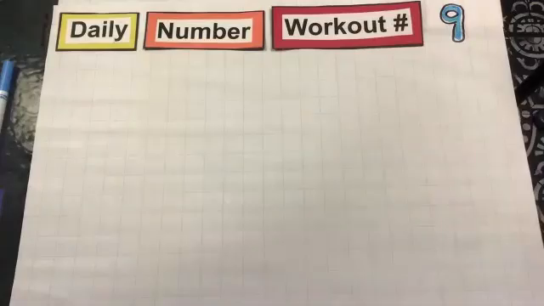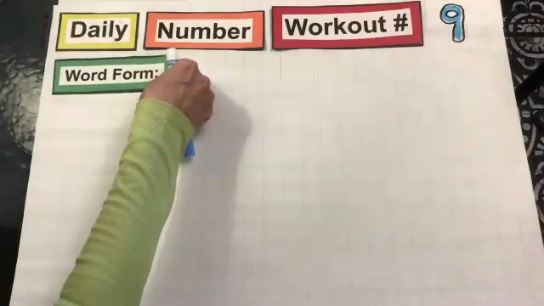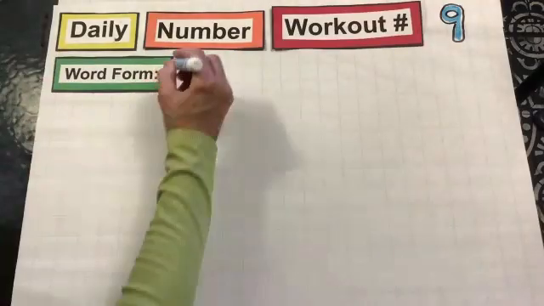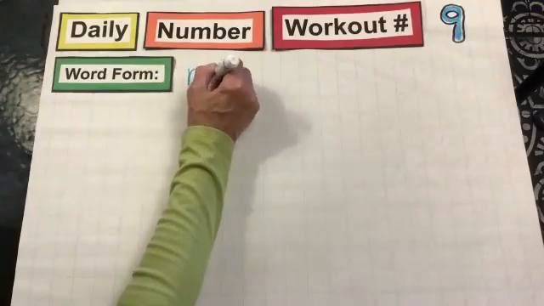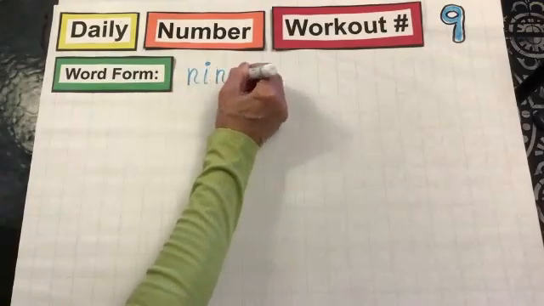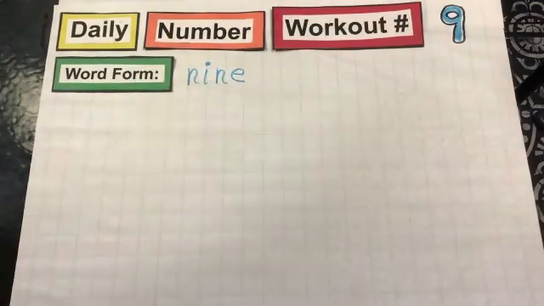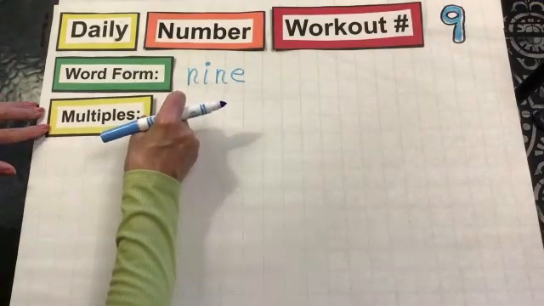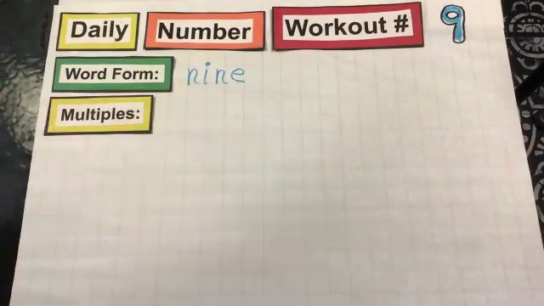Welcome to today's daily number workout number 9. So let's go ahead and get started. We'll do the word form, see how you did. It would be N-I-N-E, 9.